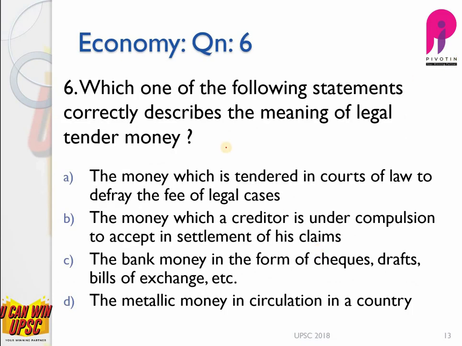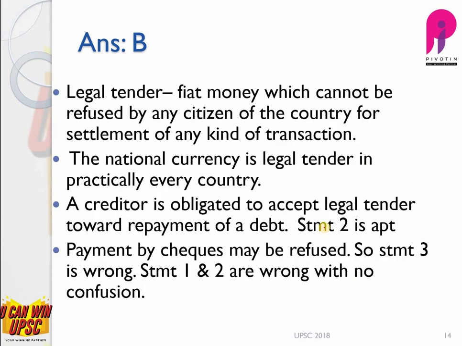Question number 6 is about legal tender money. What describes the term legal tender money? Just read the options. When you read option C, in the form of checks, checks may be returned and hence it cannot be the definition of legal tender money. The metallic money in circulation or which is tendered in courts of law, both these things look to be correct, but the apt answer for this question is the money which a creditor is under compulsion to accept in settlement of his claims. Legal tender is a fiat money which cannot be refused by any citizen of the country for settlement of any kind of transaction. So the apt answer is B.